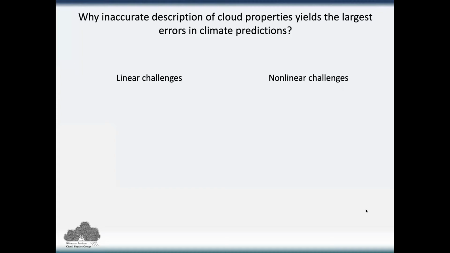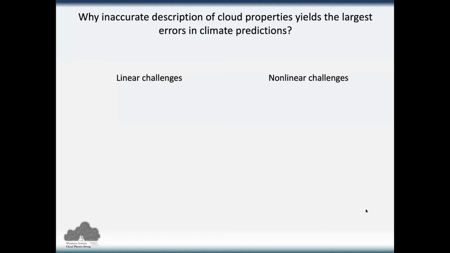If you have an inaccurate description of clouds, or of aerosols, or of rain, you can roughly classify the problem into more linear challenges and more non-linear challenges. And nothing is truly linear in our Earth system. Linearity is always a nice approximation, but it works well for a great regime of the physics.